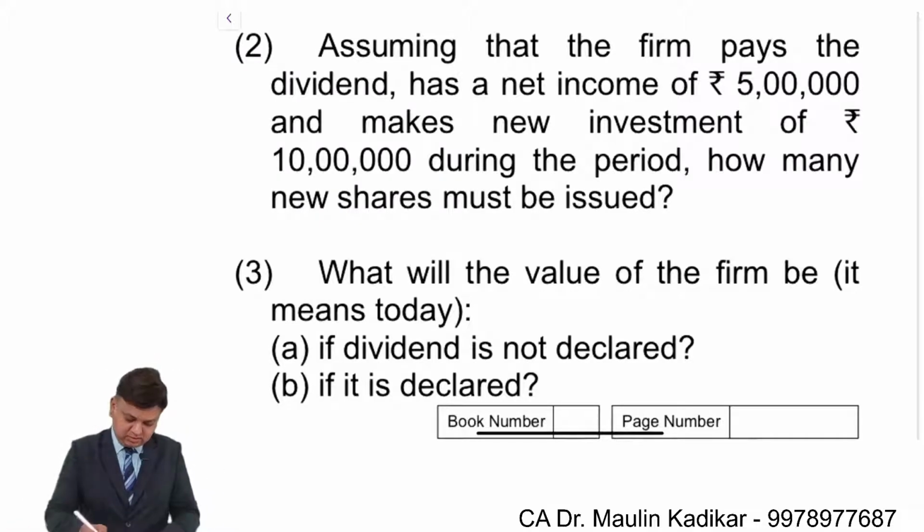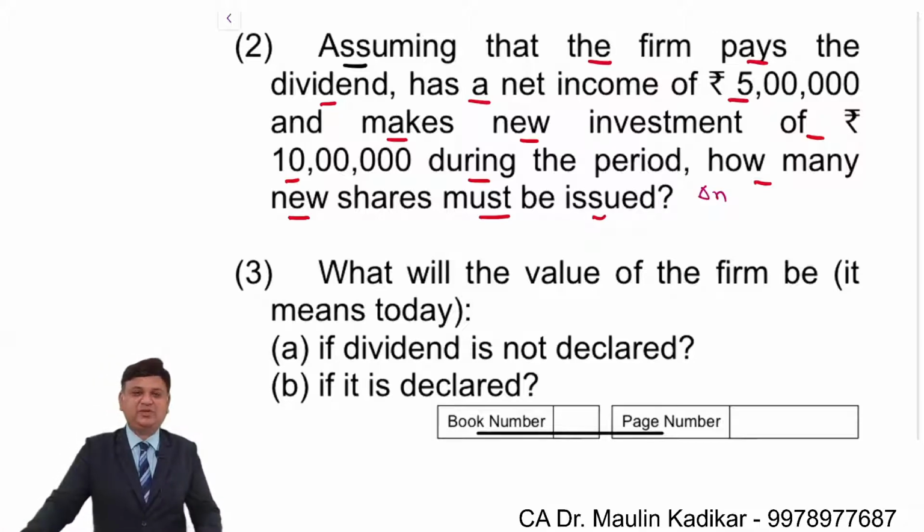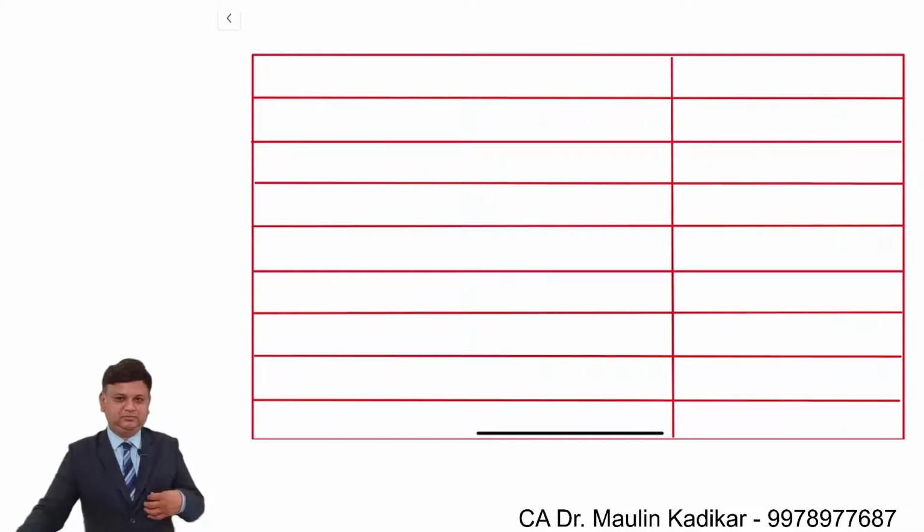Second question. Assuming that the firm pays the dividend and has net income of rupees 5 lakhs and makes new investment of rupees 10 lakhs during the period, how many new shares must be issued? The question says you're required to compute the delta N from this information. Please put your answer in the chat box for delta N. So let us see how to make the calculation.